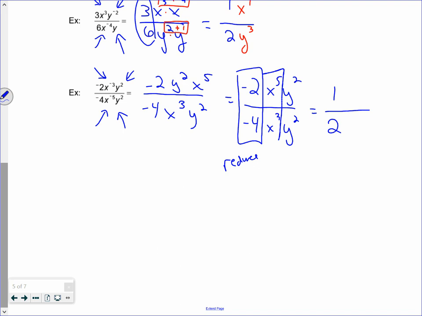Take a look at your exponents. There are 5 on the top, 3 on the bottom. So 5 minus 3 is 2, and the excess is going to go to the top. And then take a look at your y's. They are exactly the same, so they're just going to cancel out completely.